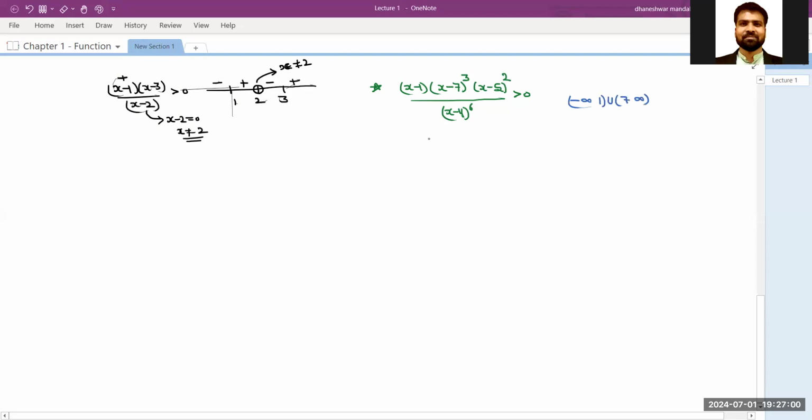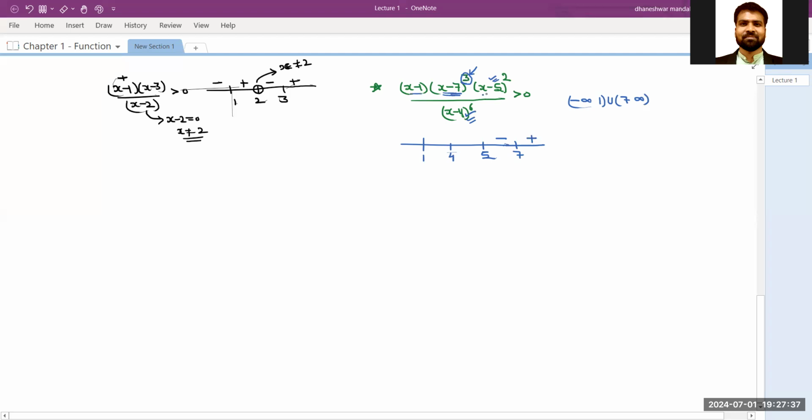Okay, right. Let's see. Here we have some critical points. From here I get one critical point, 1. Then I get 4, then 5, and then 7. The right hand side will be positive. Then at 7, because of the odd power, the sign changes, so plus to minus.